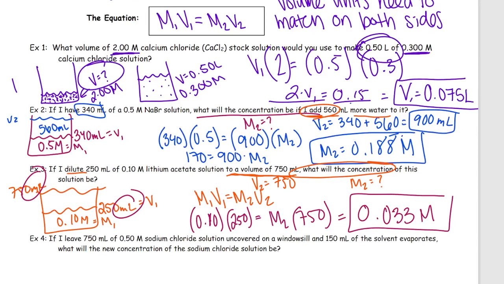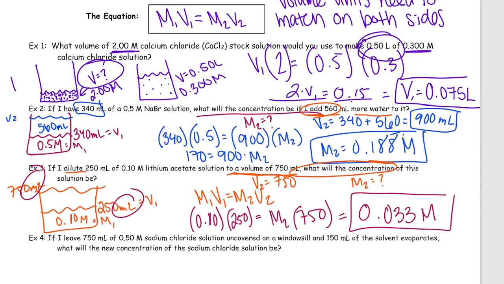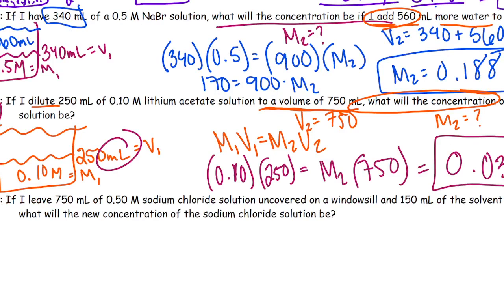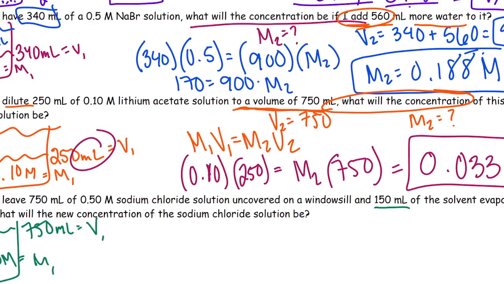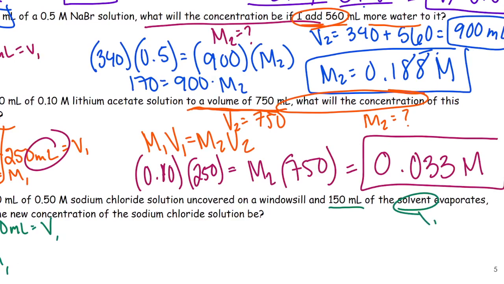All right, final example. It says, if I leave 750 milliliters, that's a volume, I'll just call it volume 1, of 0.50 molar sodium chloride, so I'm going to call that my M1, uncovered on a windowsill, and 150 milliliters of the solvent evaporates, the solvent meaning likely the water.